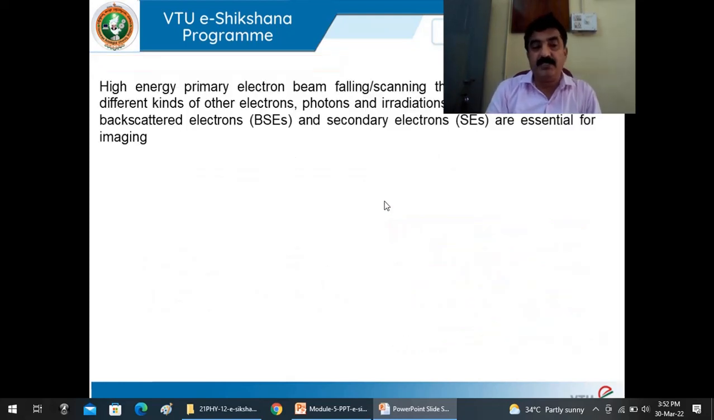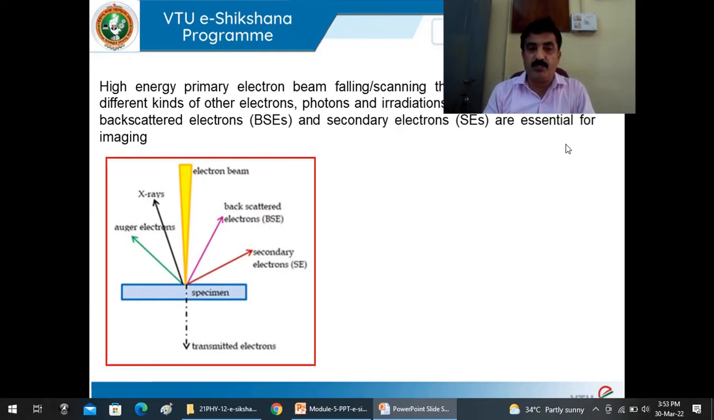When the raster scanning is done, some electrons are removed. Some things are happening. What are those things happening here? A high energy primary electron beam falling and scanning the sample can generate different kinds of other electrons, photons, and irradiations. Out of these emissions, backscattered electrons and secondary electrons are essential for imaging.